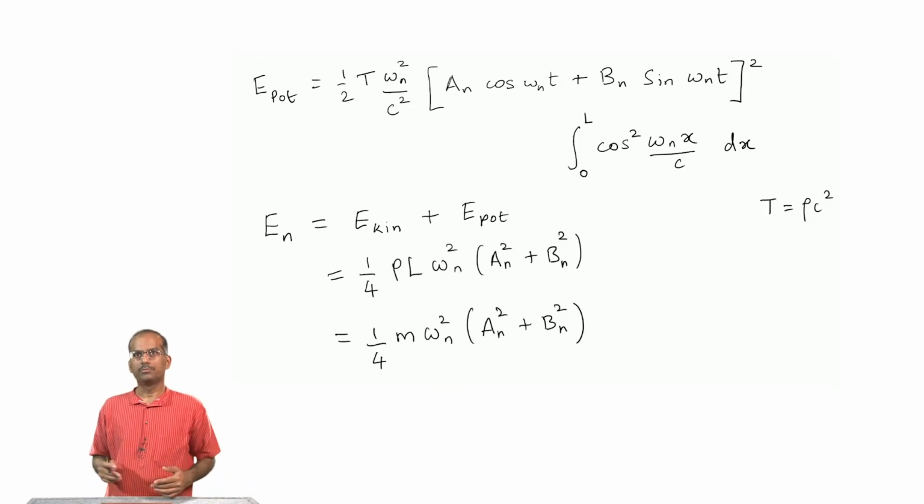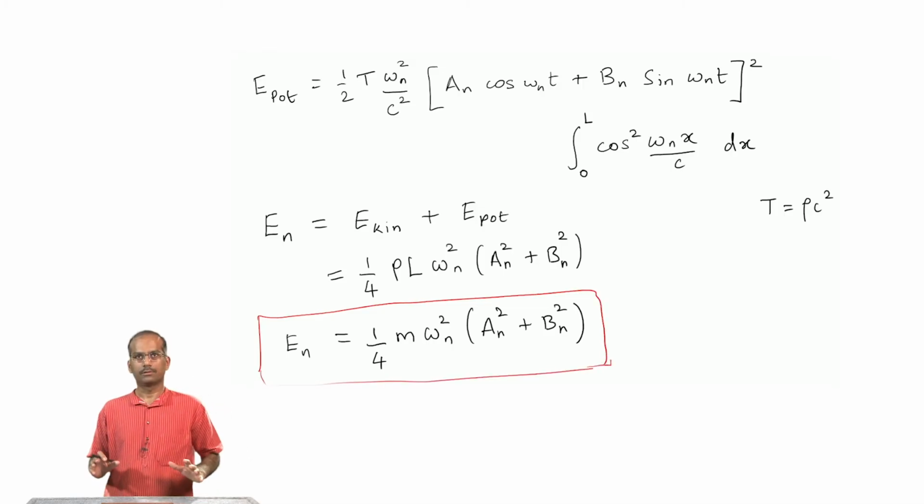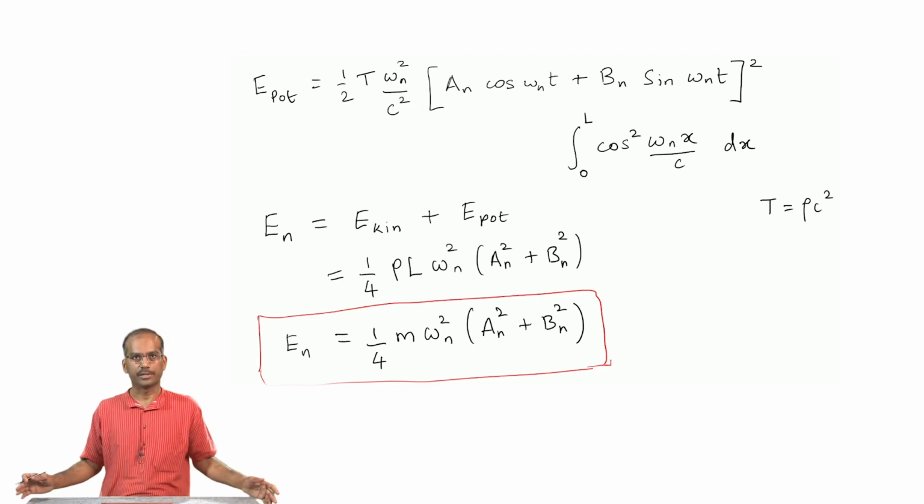Of course, rho into the total length is simply the total mass of the string. So, that will be 1 by 4 into m omega n square into a n square plus b n square, and each of these integrals will contribute a value of half. So, here then we have an expression for the energy of the nth normal mode. I will close this module with this result for the total energy, and in the next module we will look at what is called an impedance matching condition.